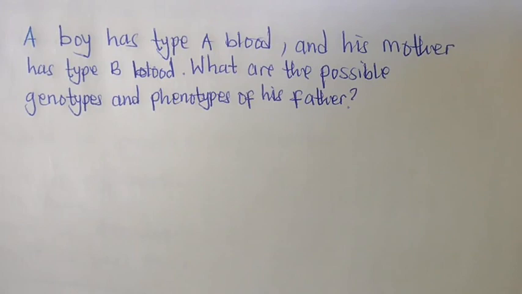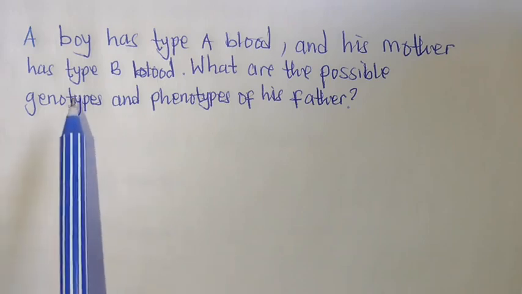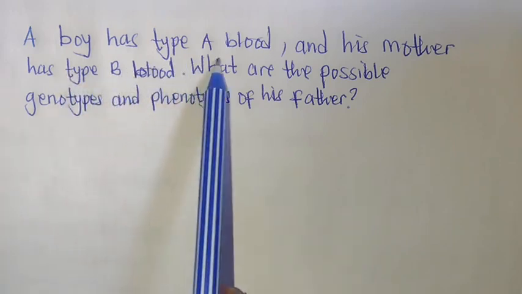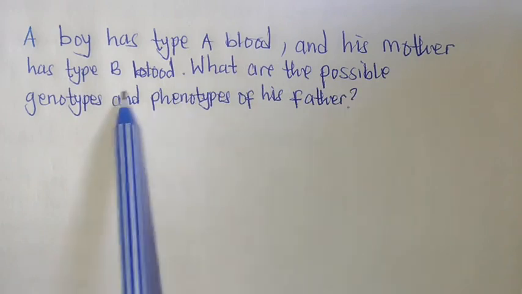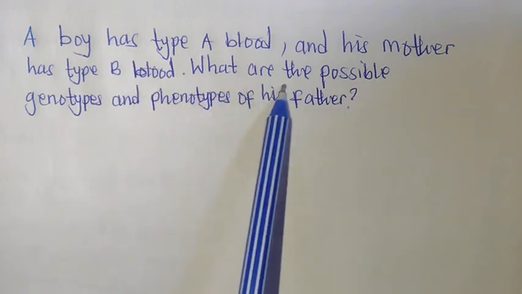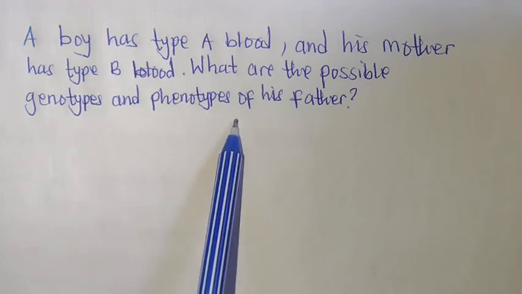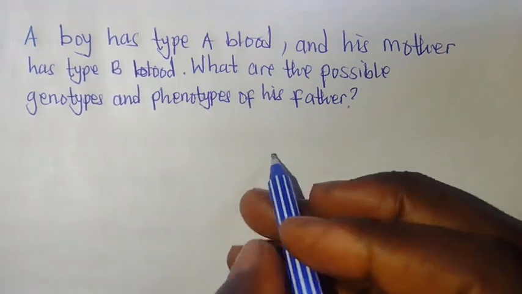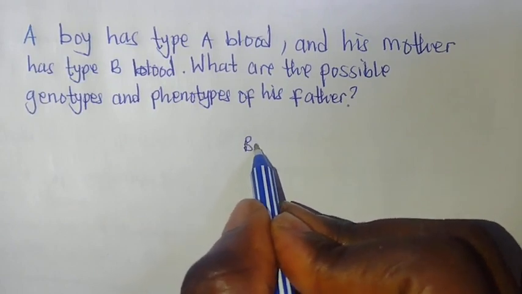So in this presentation, I want us to answer this question that is coming from blood groups. The question reads, a boy has type A blood and his mother has type B blood. What are the possible genotypes and phenotypes of his father? So here we are looking at a boy, okay?